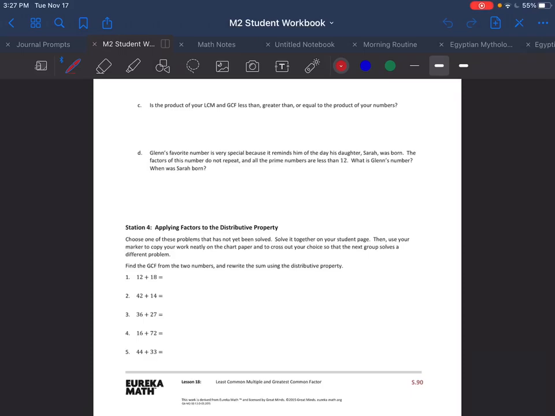Okay, this video is for using the distributive property to find the greatest common factor of two numbers. Now we've done the distributive property before, so I'll do a quick reminder of what it is. Remember, with the distributive property, that's just saying if I have two numbers, I can pull out a factor, and whatever is inside the parentheses can be multiplied by that outside factor.